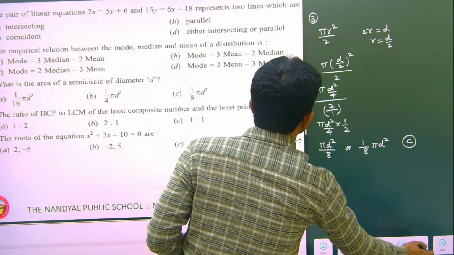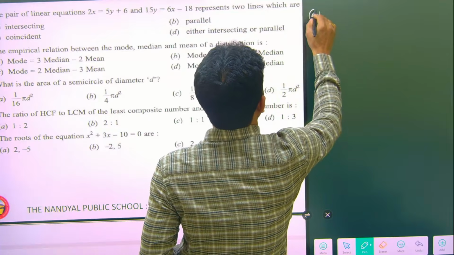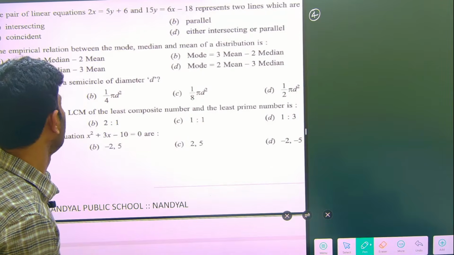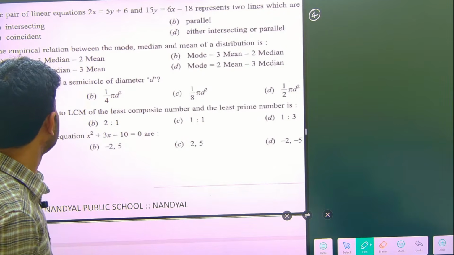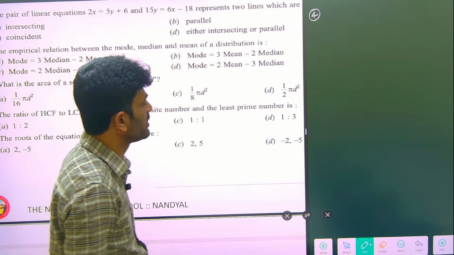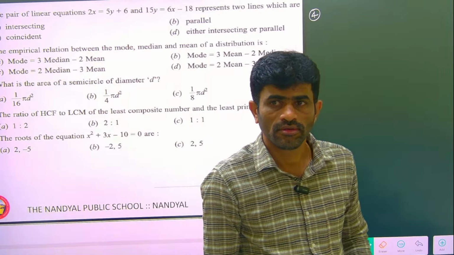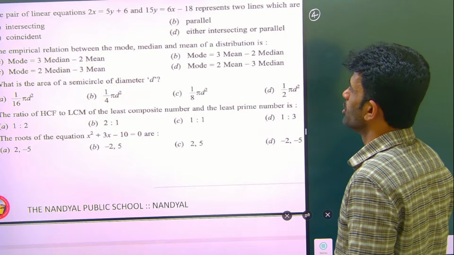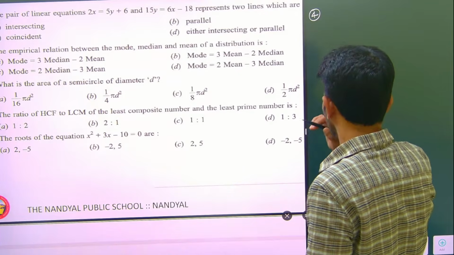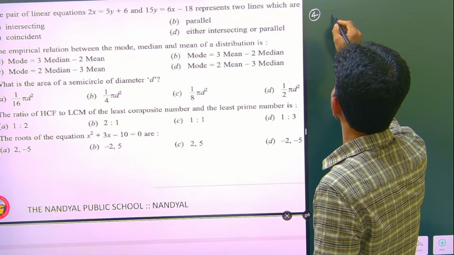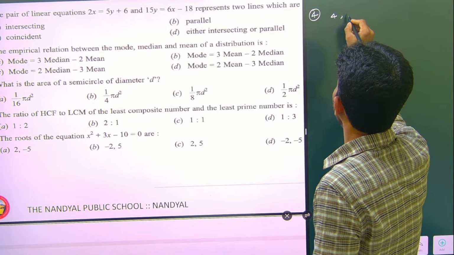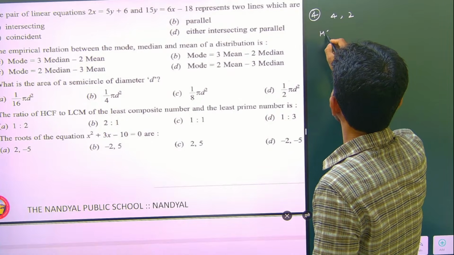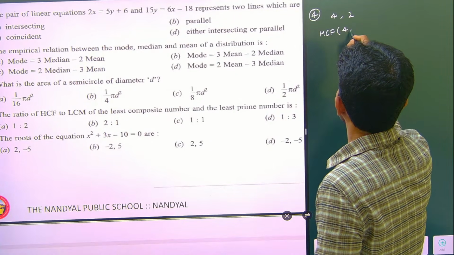Next question. Question number 4. The ratio of HCF to LCM of the least composite number and the least prime number is. We should find out the ratio of HCF and LCM of the least composite number and least prime number. What is the least composite number we have? 4, and the least prime number is 2. So HCF of 4, 2.